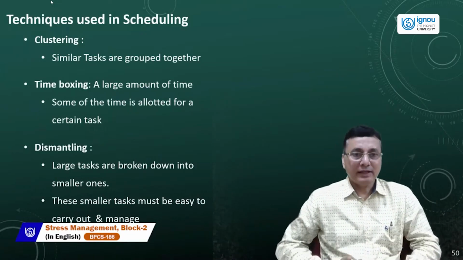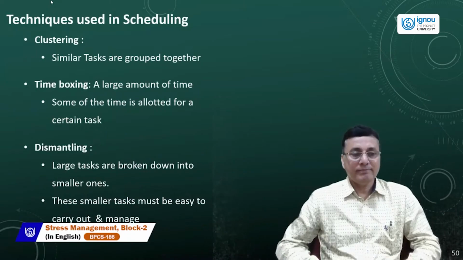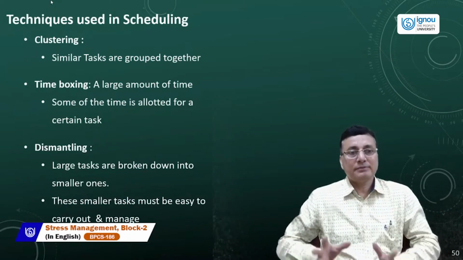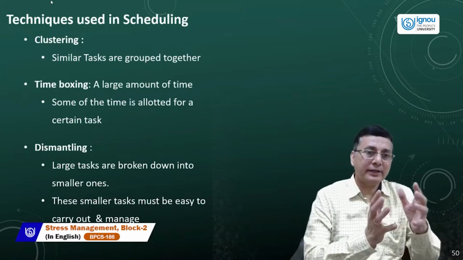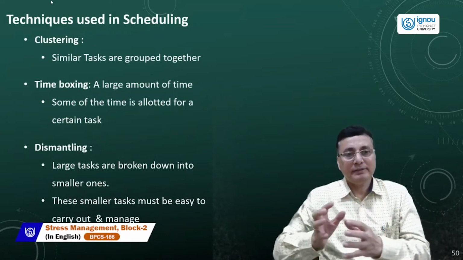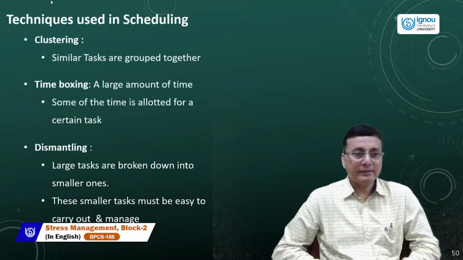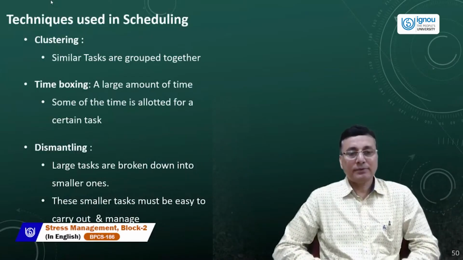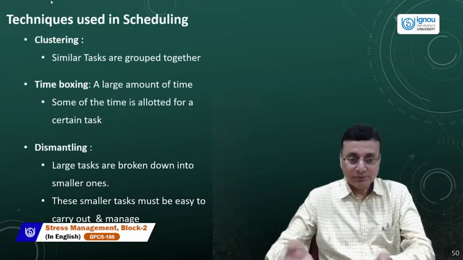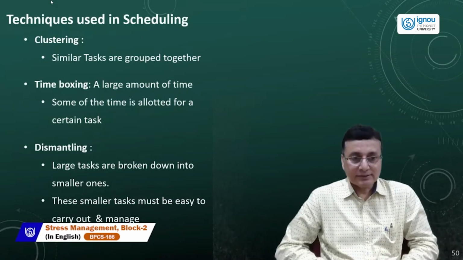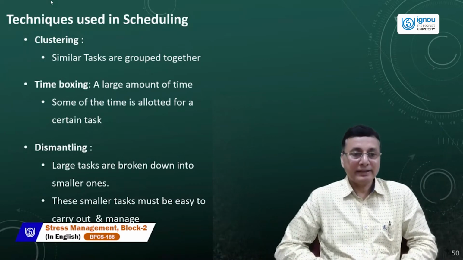Time boxing, a large amount of time. So some of the time is allotted for a certain task. Like some task may need more time, sometimes task may need less time. Dismantling, like large tasks are broken down into smaller ones, so it will become easy to do those tasks. These smaller tasks must be easy to carry out and manage.